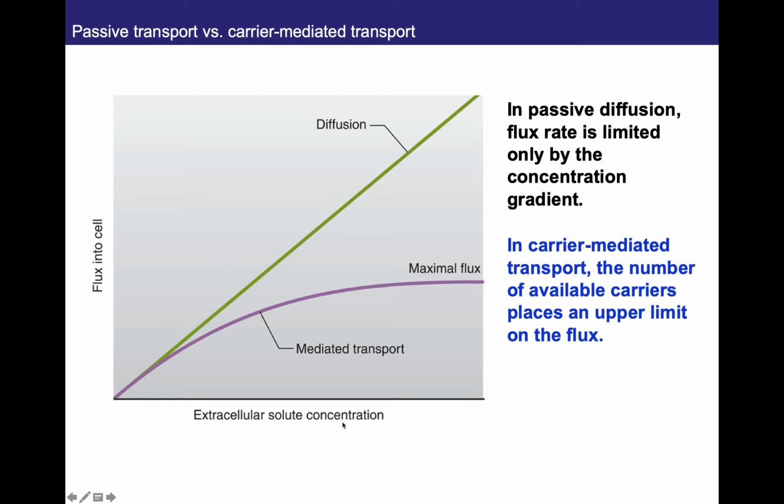So I would say it a different way. I would say this is the concentration gradient, the difference between the concentration outside and the concentration inside, or the delta C, okay? So the greater the delta C, the greater the flux, right? And it's a linear relationship. So in passive diffusion, flux rate is limited only by the concentration gradient. It's a direct relationship. The greater the concentration gradient, the greater the flux. Okay? Not too bad, right?